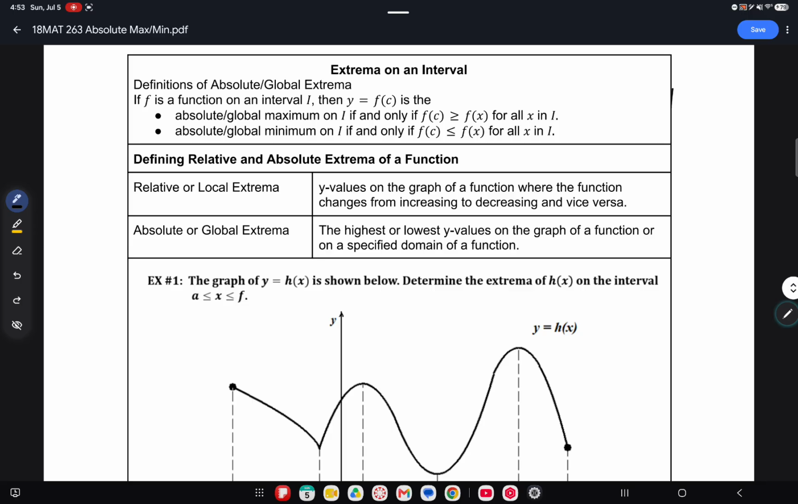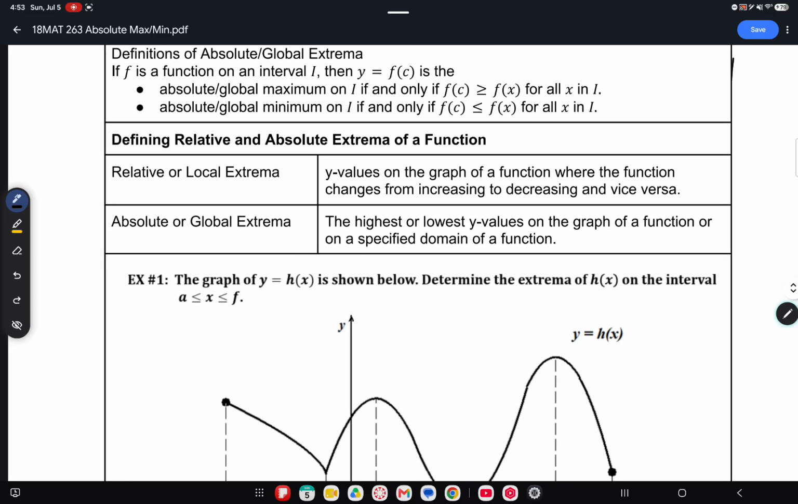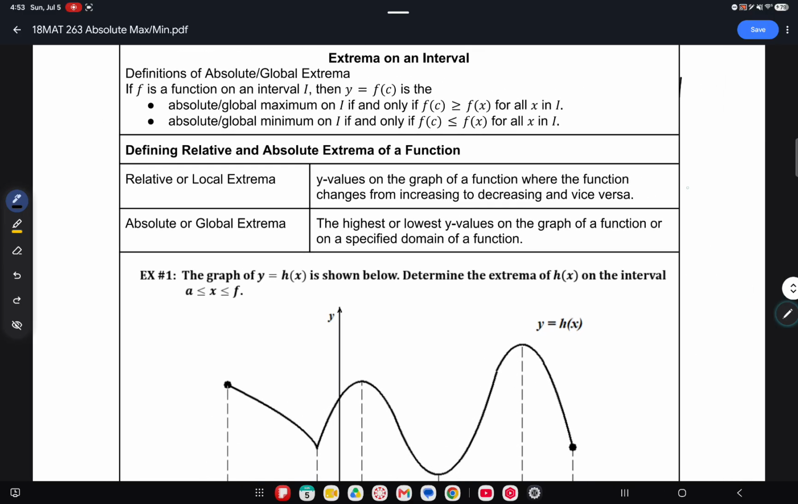So we have two different kinds of extrema: relative or local, and then absolute. For the relative or local, I'm just going to draw a squiggly line here, something like this. This point right here would be a relative or local maximum because in relation to the ones around it, it is a maximum. And for the same reason, this could be a local or relative minimum because in relation to the ones around it, it is a minimum.